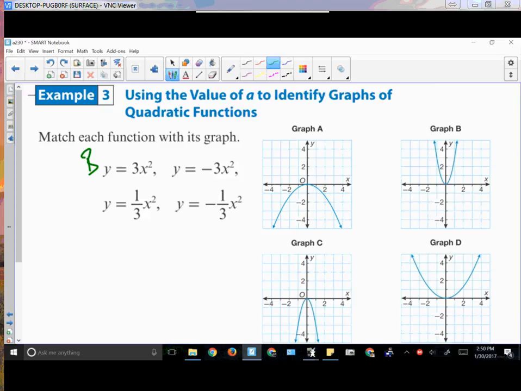Okay. Is he correct? Yes. The negative goes out in front of it, it flips it down. D. Okay. Absolutely correct.